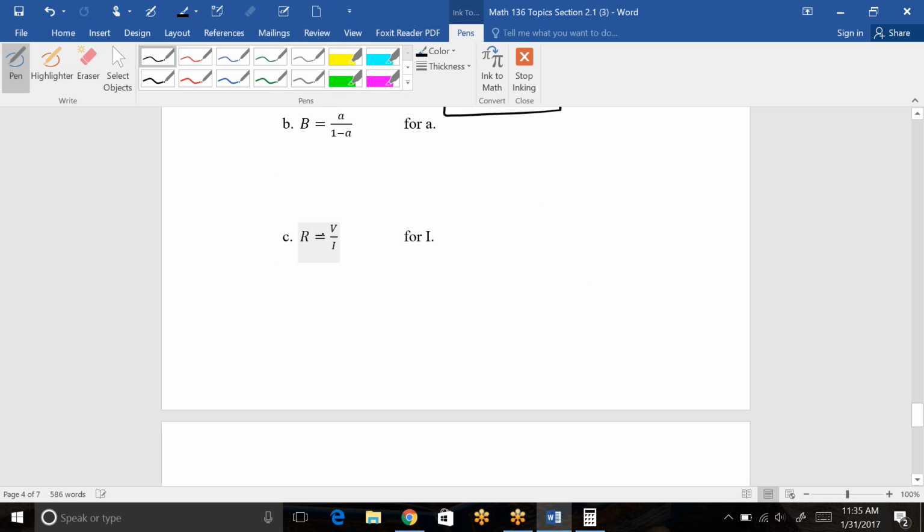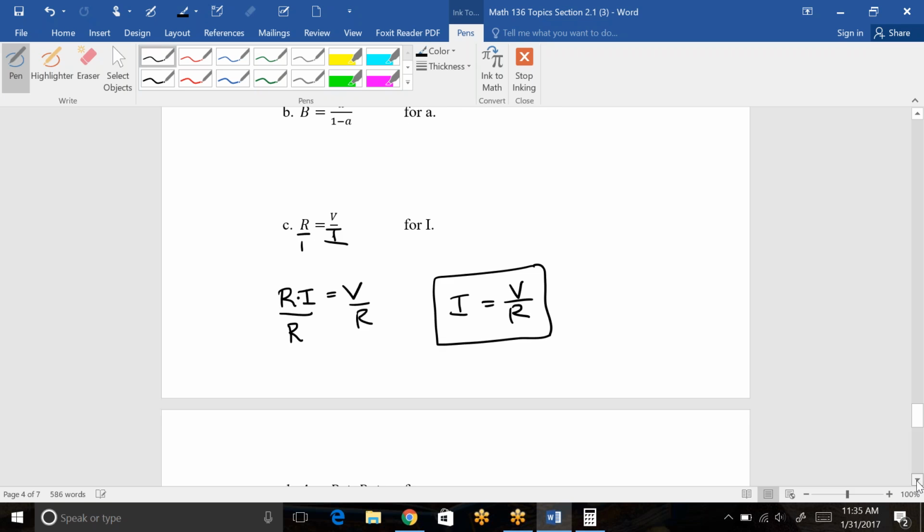C says isolate I. Well, the problem is I is in a denominator. So if you think about this being over 1, and this is my I, I'm going to make that distinct. I would cross multiply here. So this would be R times I equals 1 times V, which is just V. I have a singular I on one side. I just need to get it by itself. So I'm going to divide by R. So I equals V over R. So that one was actually not too bad at all.